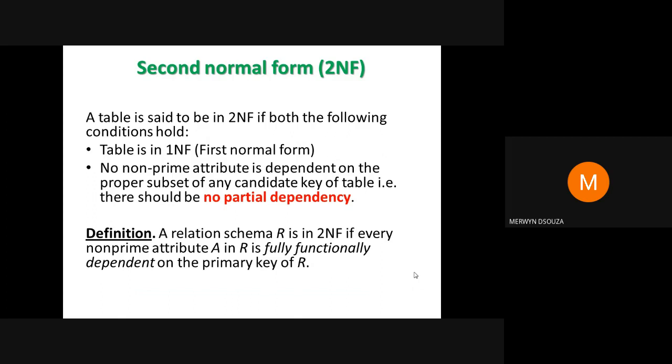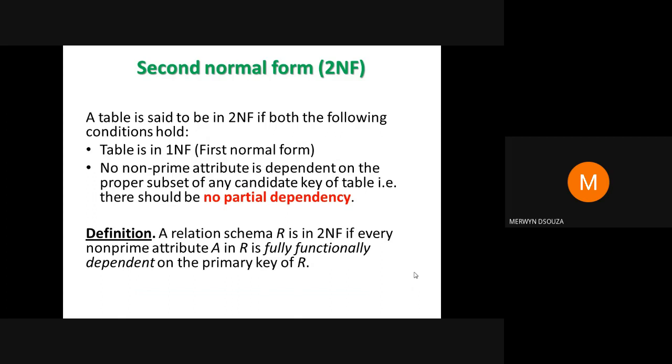Again, we can alternatively define second normal form as: a relation schema R is in second normal form if every non-prime attribute A in R is fully functionally dependent on the primary key of R. Okay, so what's the meaning of this?